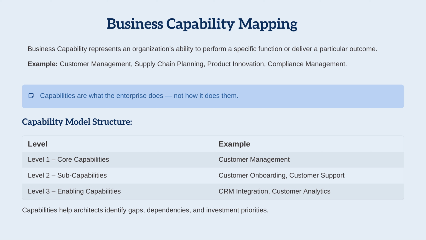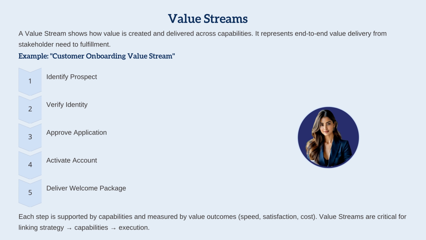Level 3, enablers like CRM integration or data analytics. Business capability mapping helps prioritize investments, identify redundancies, and align transformation with strategy. Value streams, how the business delivers value. A value stream represents how an enterprise creates and delivers value to stakeholders from start to finish.